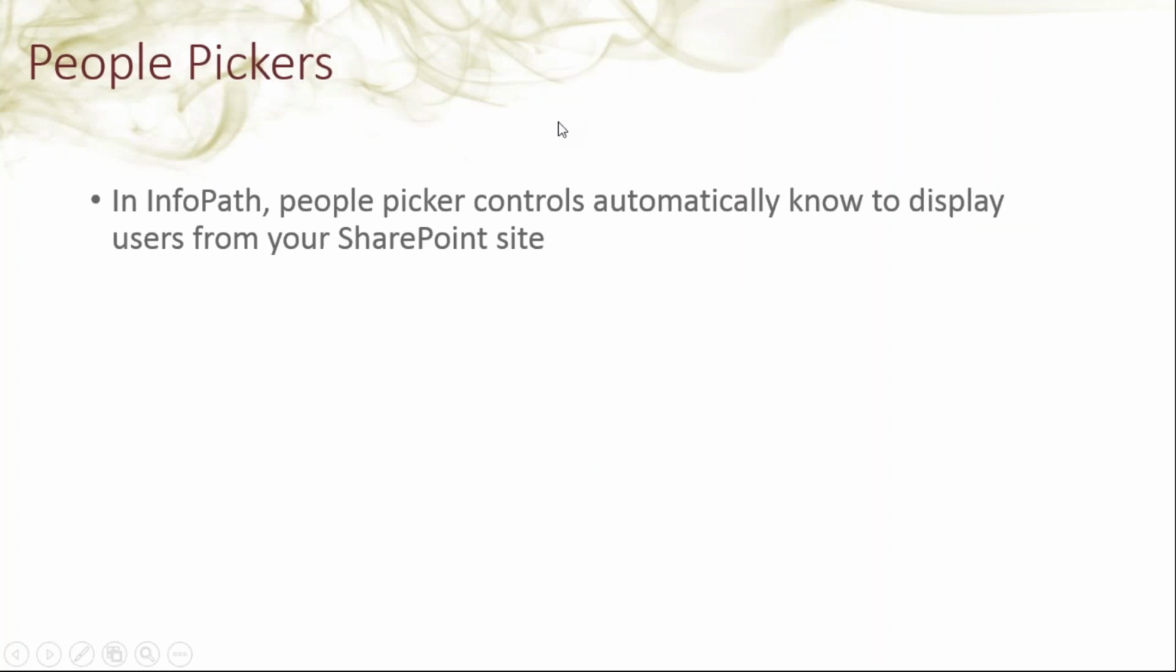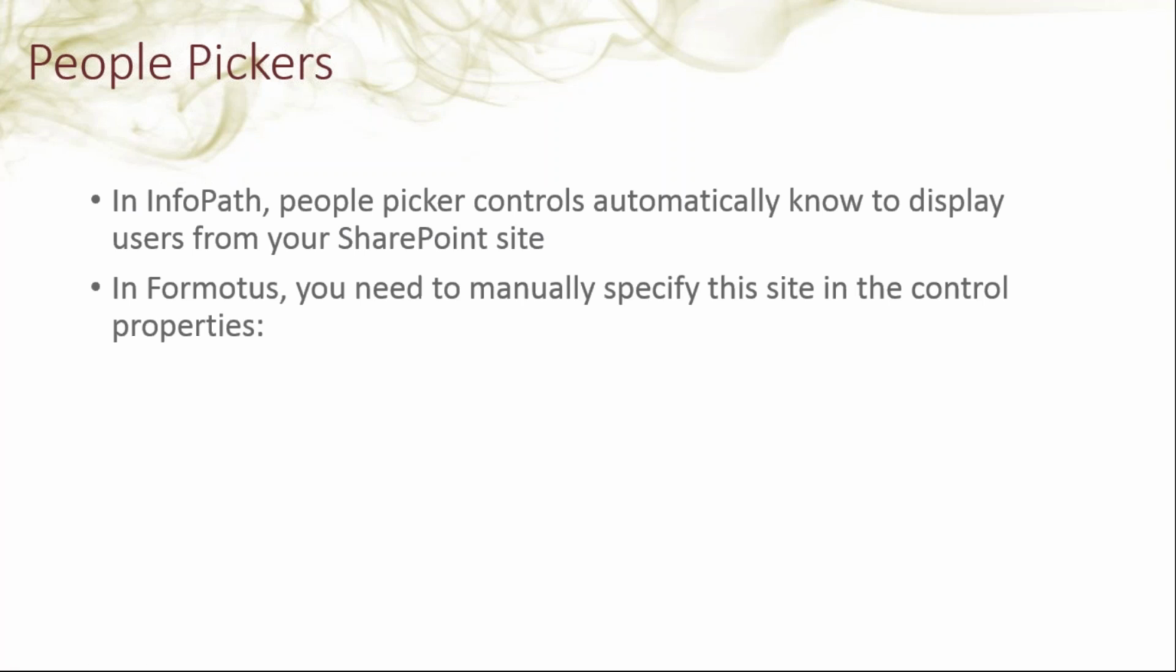And let's talk a little bit about people pickers. I'm sure you guys have probably all used the people picker control. It's very useful for filling out information or adding people to the form who already have access to your SharePoint system, or are already in your SharePoint system. In InfoPath, the People Picker control automatically knows to display users from the same site that you've published your InfoPath form to. That's just an automatic thing that goes on behind the scenes.